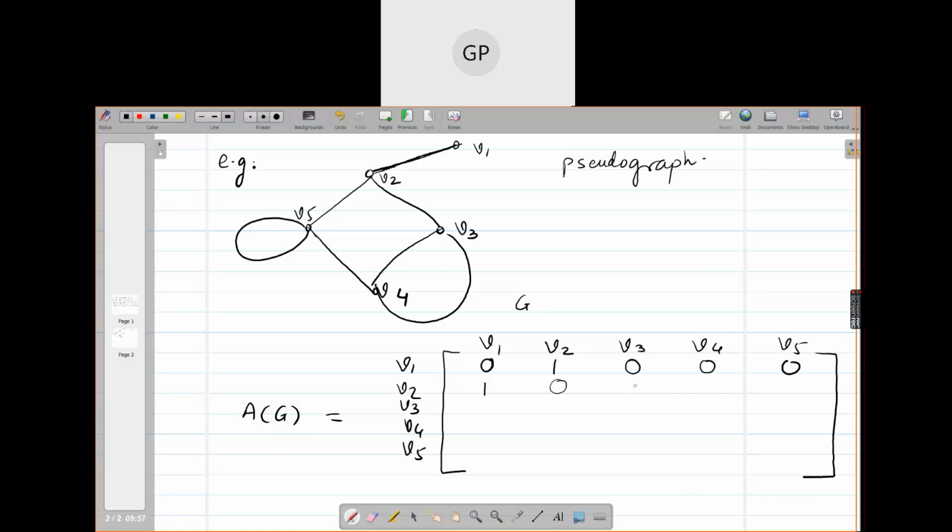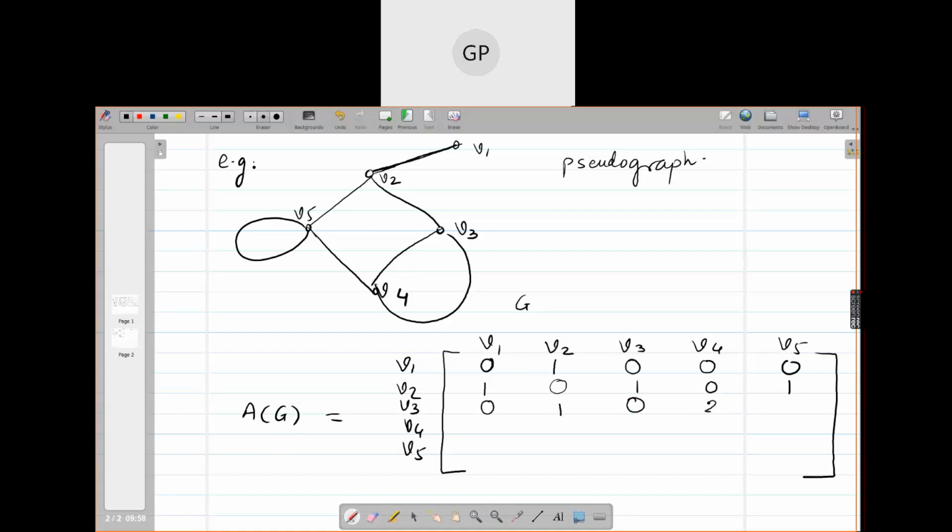V2, V3 entry. Can you tell me the second row? 1, 0, 1, 1, 0. Third row? 0, 1, 0, 2, 0. Will it be 1? No, 2.